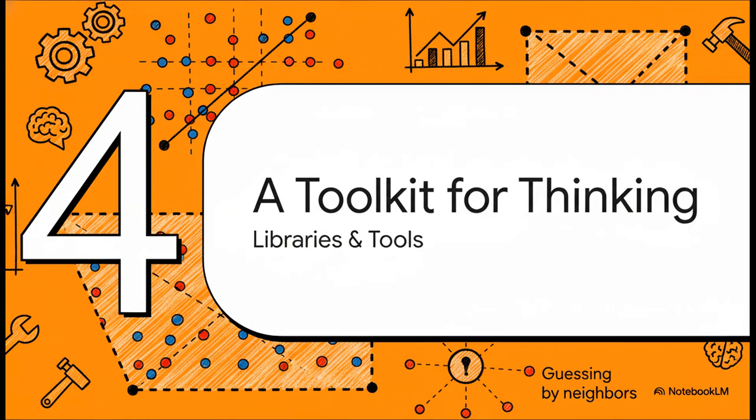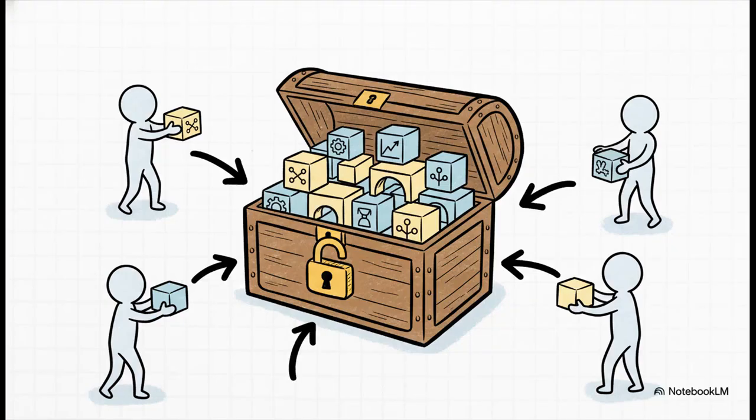So there you have it. We've seen 3 different ways a machine can think: by drawing a line, by creating a boundary, or by asking its neighbors. And here's the best part. These aren't just abstract theoretical ideas. They are real, practical tools that you can use. And here's the really cool part. You don't have to be some math genius and build these algorithms from scratch.